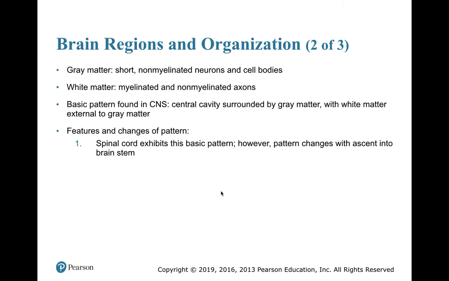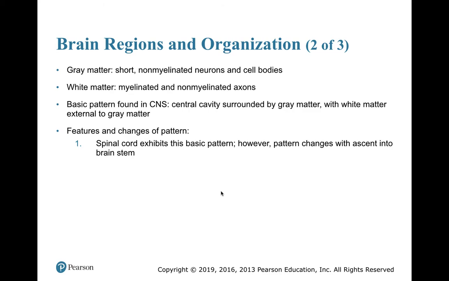So the brain is divided in a number of different ways, and there are organizational things to think about to give you an idea of what's going on. Gray matter is basically cell bodies, the neuron cell bodies. They're not myelinated, so they look kind of grayish when you first look at them.